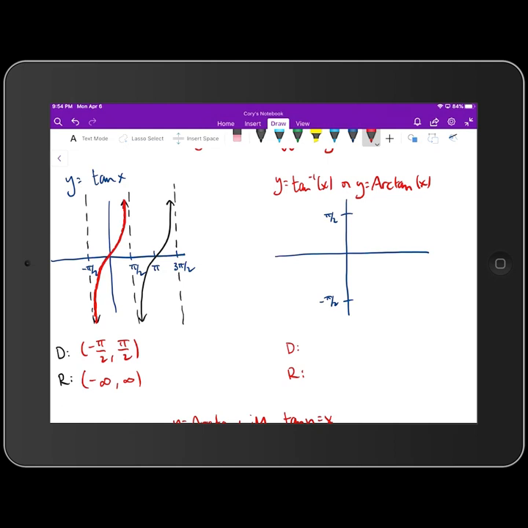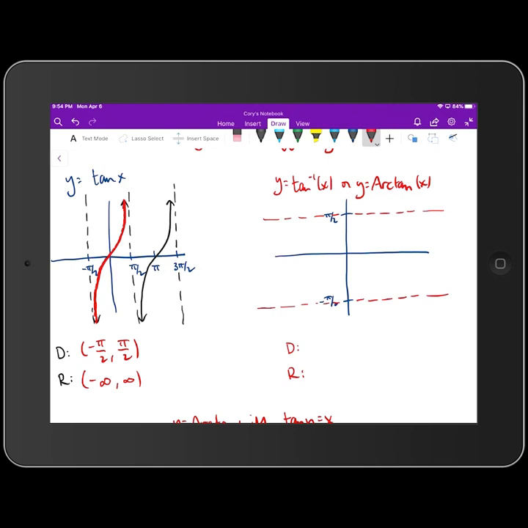Well, when we take that graph and reflect it about the line y is equal to x to sketch the graph of inverse tangent, where the graph of tangent has vertical asymptotes, the graph of inverse tangent is going to have horizontal asymptotes. So the graph of inverse tangent is going to have horizontal asymptotes at y is equal to pi over 2 and y is equal to negative pi over 2.